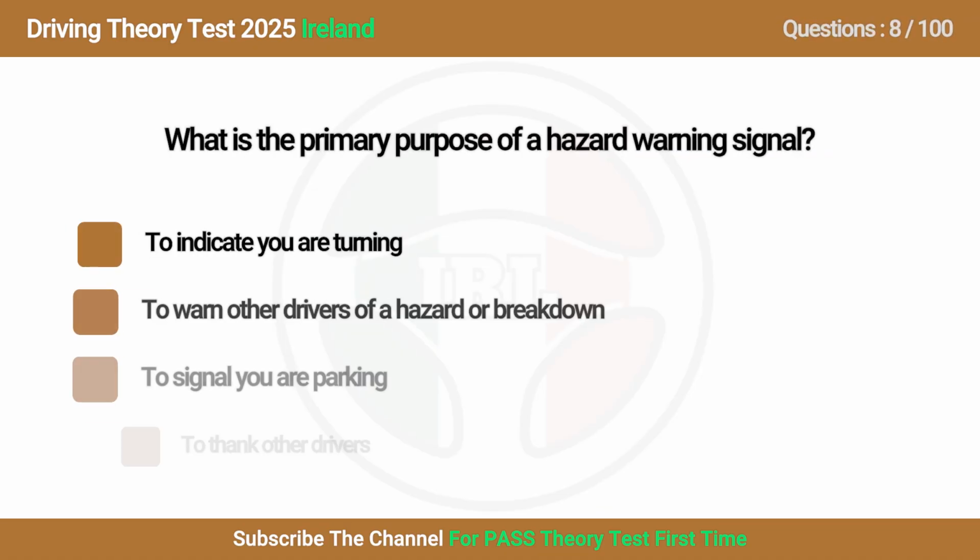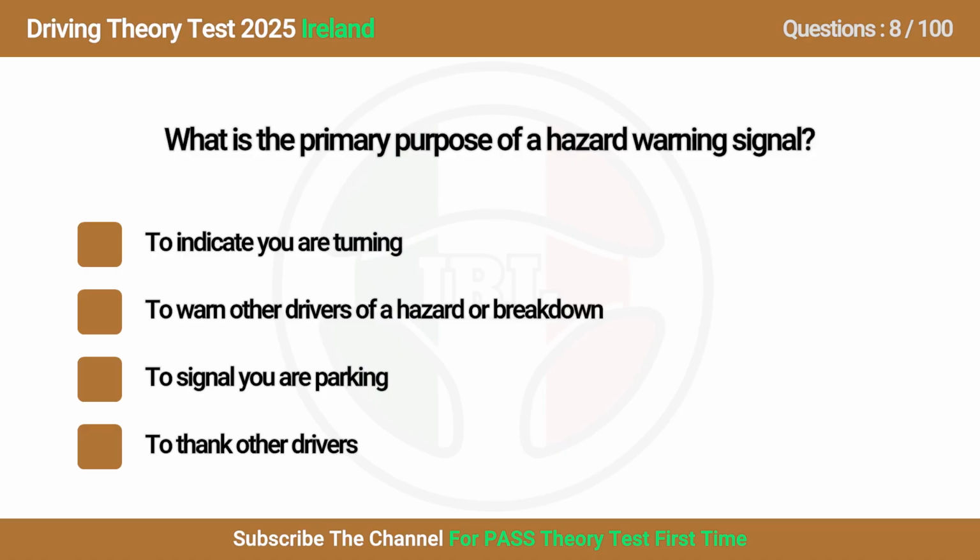Question 8. What is the primary purpose of a hazard warning signal? A. To indicate you are turning. B. To warn other drivers of a hazard or breakdown. C. To signal you are parking. D. To thank other drivers.